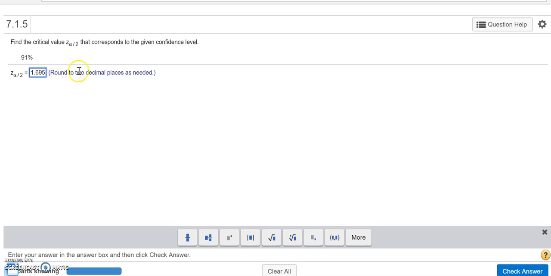Oops, but this asks us to round to 2 decimal places. So we're going to have to round up here because this 5 in the third place after the decimal point indicates we need to round up. So this will actually round the 9 up to a 0 and the 6 by default up to a 7. So 1.70 is my critical value.